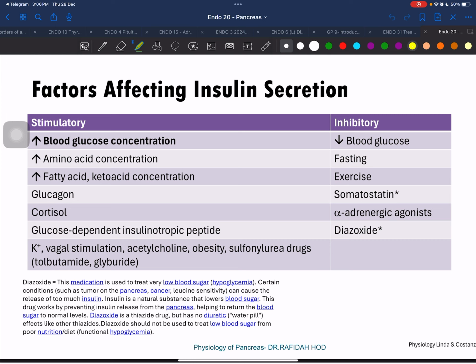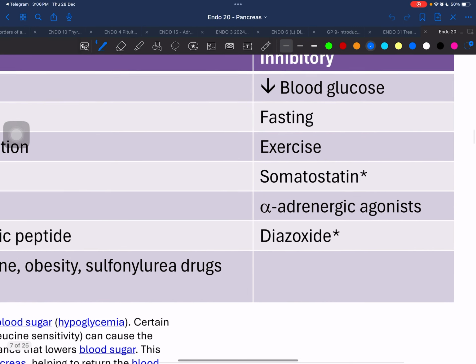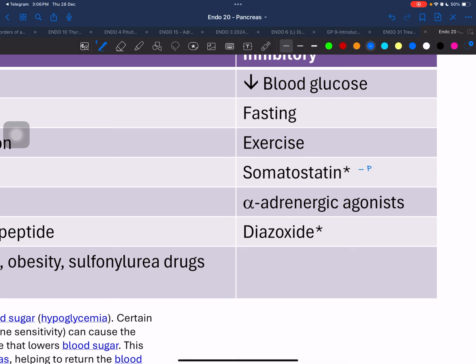And what can actually inhibit is the opposite. So kalau high blood glucose is stimulating, low blood glucose is inhibiting. So conditions where you have low blood glucose, so fasting, exercise, you will have low blood glucose, kan? You tak akan ada high blood glucose sebab you tengah menggunakan energy, so it will low blood glucose. And then somatostatin will also inhibit insulin secretion. Somatostatin from the delta cell tadi. Okay? So it's from the same islets, but when that hormone is actually inhibiting insulin.